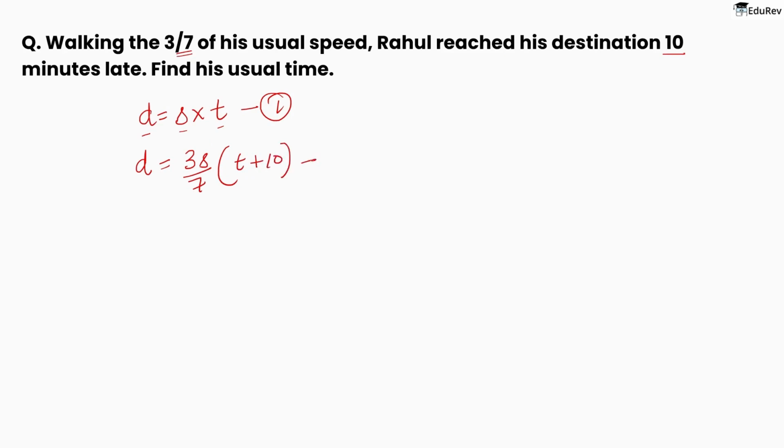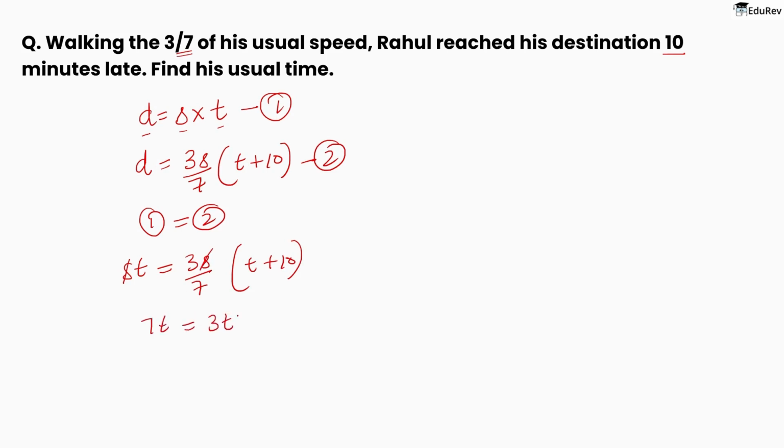Take it as equation number 2. Now equation 1 and equation 2 are equal to each other, so we will equate them, which will give us st equals 3s by 7 into t plus 10. Eliminating s from both sides and taking 7 to the left side, we get 70 equals 3t plus 30. Solving further, we get 4t equals 30.